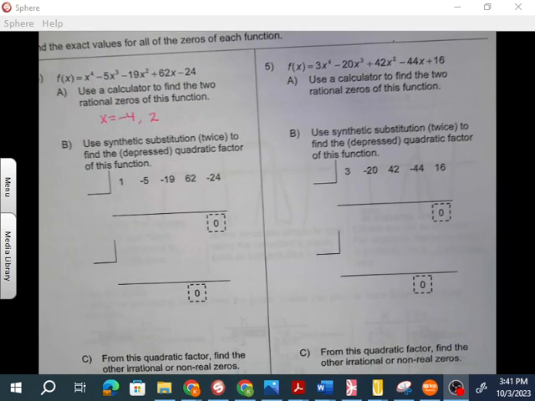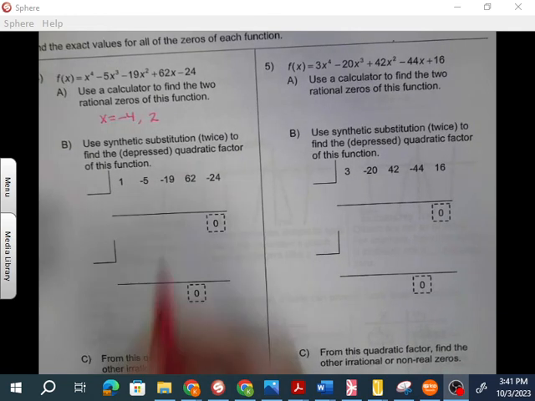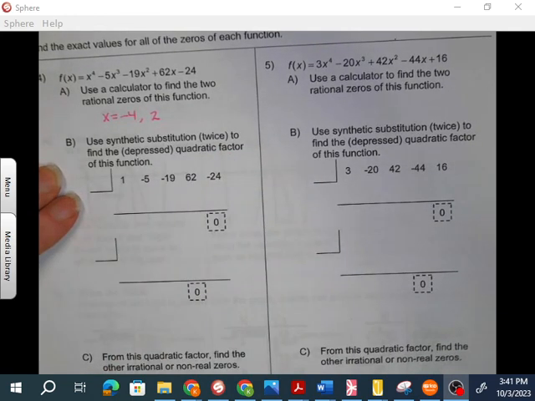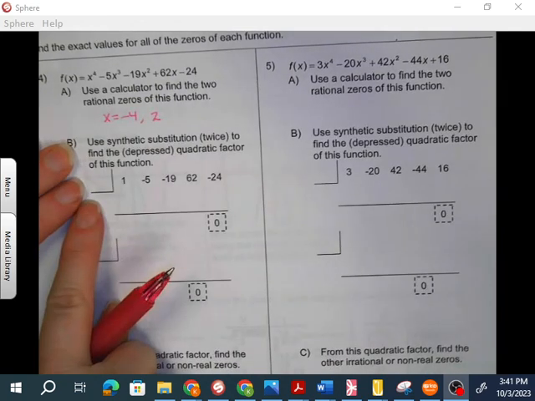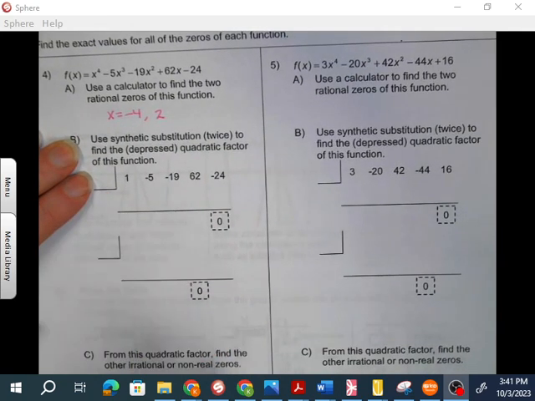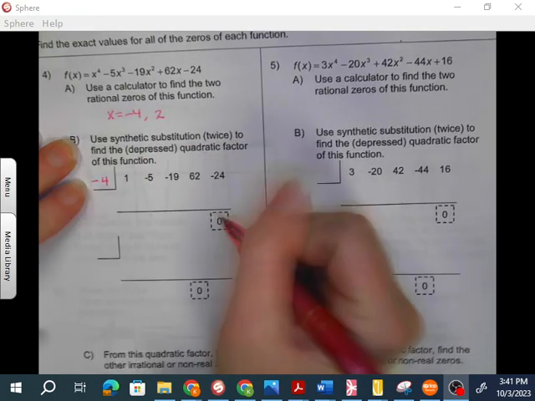The other 2 are irrational. So I'm going to use synthetic substitution twice, because I have to go down from a quartic, 4th degree, all the way down to a quadratic. So the first, and it doesn't matter which one you use. You're going to get the same result when you finish, regardless of which one you use. So because I put -4 first, I'm going to use it first.